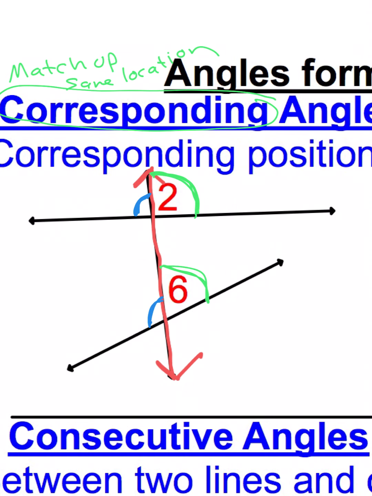I'm going to use different colors to help you understand this a little bit more. On the bottom and on the right side is this angle. Also on the bottom and the right side is this angle. So that's another pair of corresponding angles. And then of course I have my last pair, which would be on the left and on the bottom. So the key thing I want you to remember: corresponding angles are in the same spot.